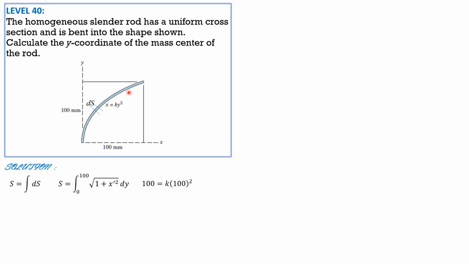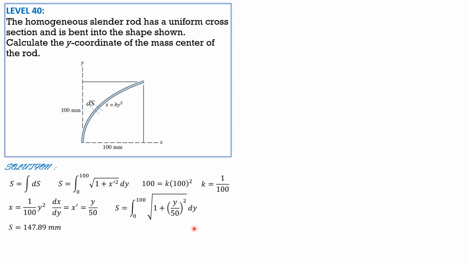Let's evaluate k. At this point, x is 100 and y is 100. So 100 equals k times 100 square. So k is 1 over 100. So that means x is y square over 100, or 1 over 100 y square, so that the derivative dx dy is 2y over 100, or y over 50. Substitute. S is integral from 0 to 100 of square root of 1 plus quantity y over 50 square dy. So using the calculator, because that's allowed, instead of manually evaluating it, S is 147.89 mm.